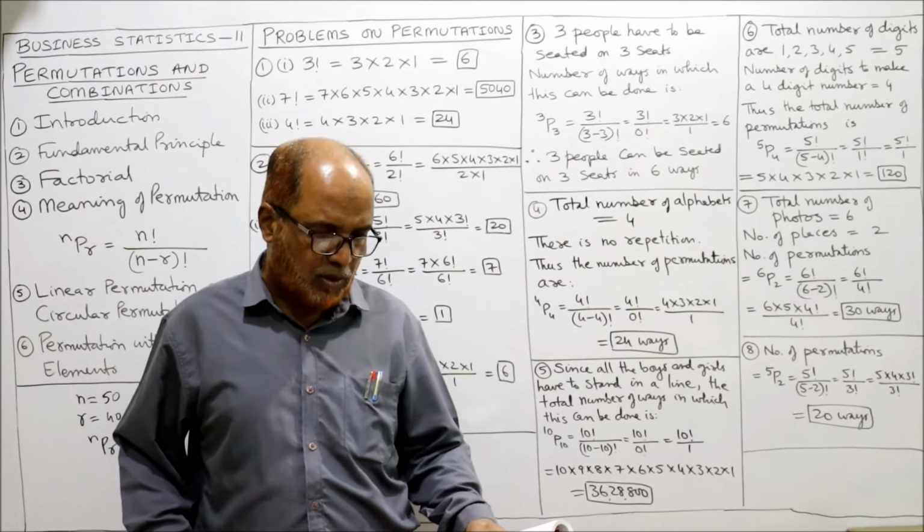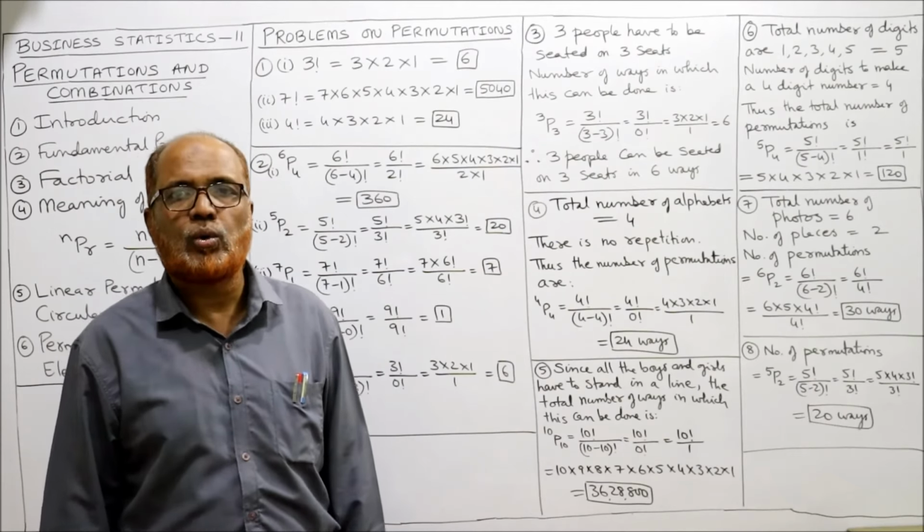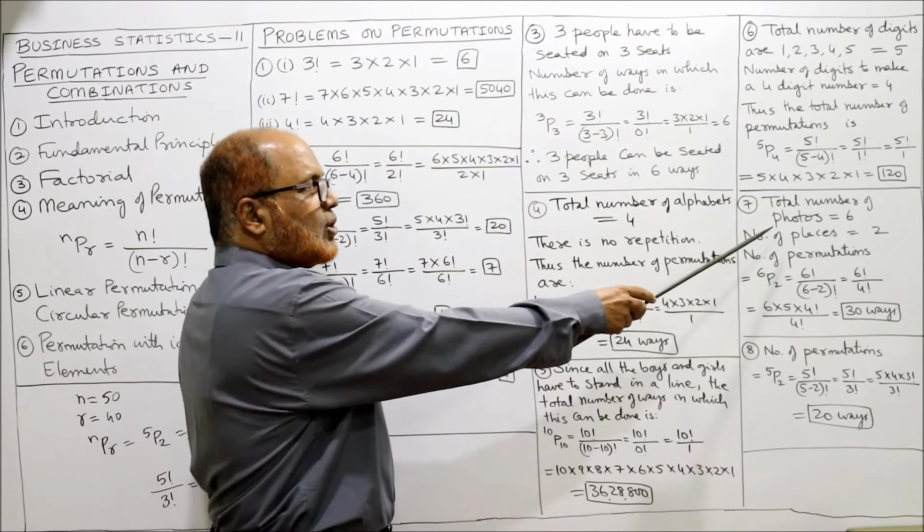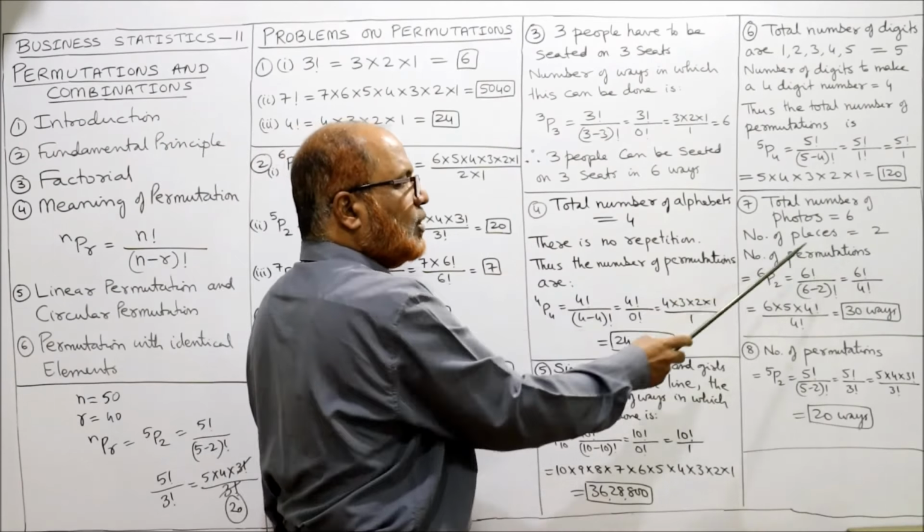So here n is equal to 6, r is equal to 2. Total number of photos is 6, number of places is 2. The number of permutations is 6P2. 6 factorial divided by (6 minus 2) factorial, 4 factorial. So the denominator has 4 factorial, so in the numerator we also stop at 4 factorial. 6 into 5 into 4 factorial. This 4 factorial will get cancelled. 6 fives are 30 ways. Now, see the 8th problem.